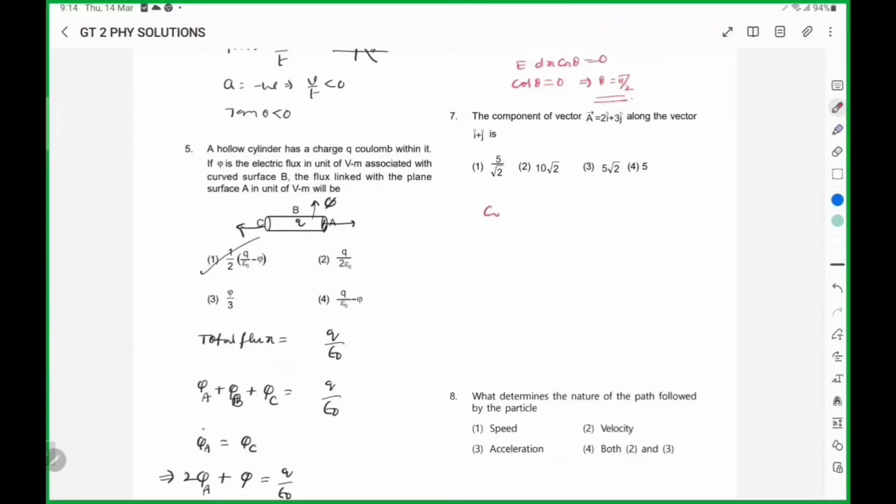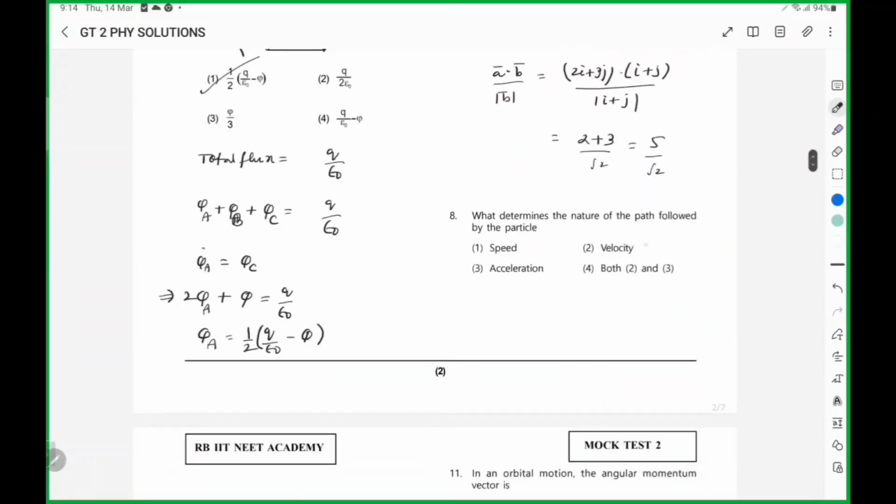Component of A bar along B bar is A bar dot B bar by mod of B bar, which is the same as projection of A along B. 2I plus 3J dot I plus J by mod of I plus J, which is 2 plus 3 by root 2, that is 5 by root 2.